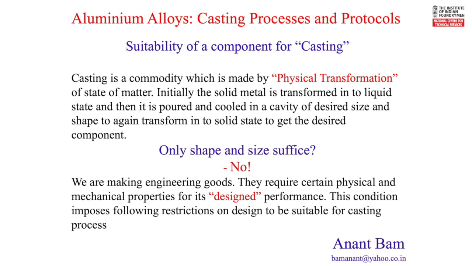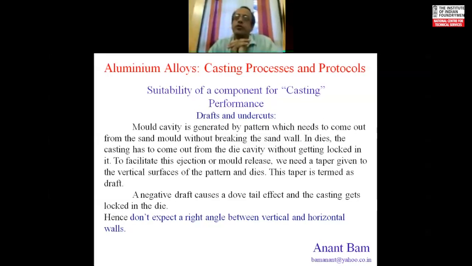Drafts and undercuts. As we have to draw the pattern out from the mold, or we have to draw the casting out from the die, naturally it has to have a draft angle so that it can be released from the die or the mold. Therefore, we cannot have a right angle or an acute angle to the casting wall. Negative draft causes a dovetail effect and the casting gets stuck in the die. Hence, any such negative draft or an acute angle leads to a loose piece. Every loose piece or an undercut leads to a parting line, and hence it affects the aesthetic of the component.